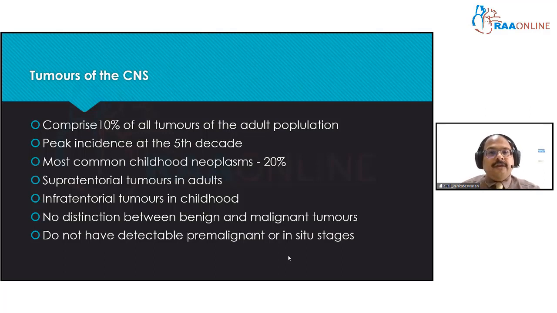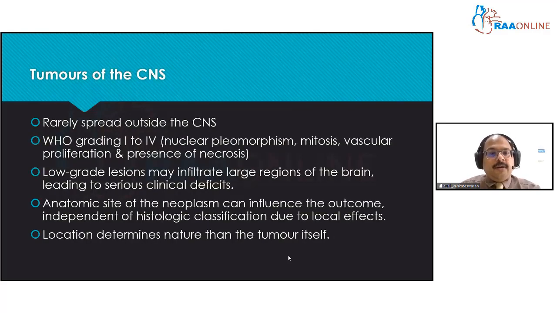Brain tumors behave very differently from other tumors in the body, and all brain tumors or CNS tumors are treated very aggressively. Hence, we can say that there is no distinction between benign and malignant tumors. Unlike many other tumors in the body, tumors of the CNS do not have any detectable pre-malignant stage or in situ stage.